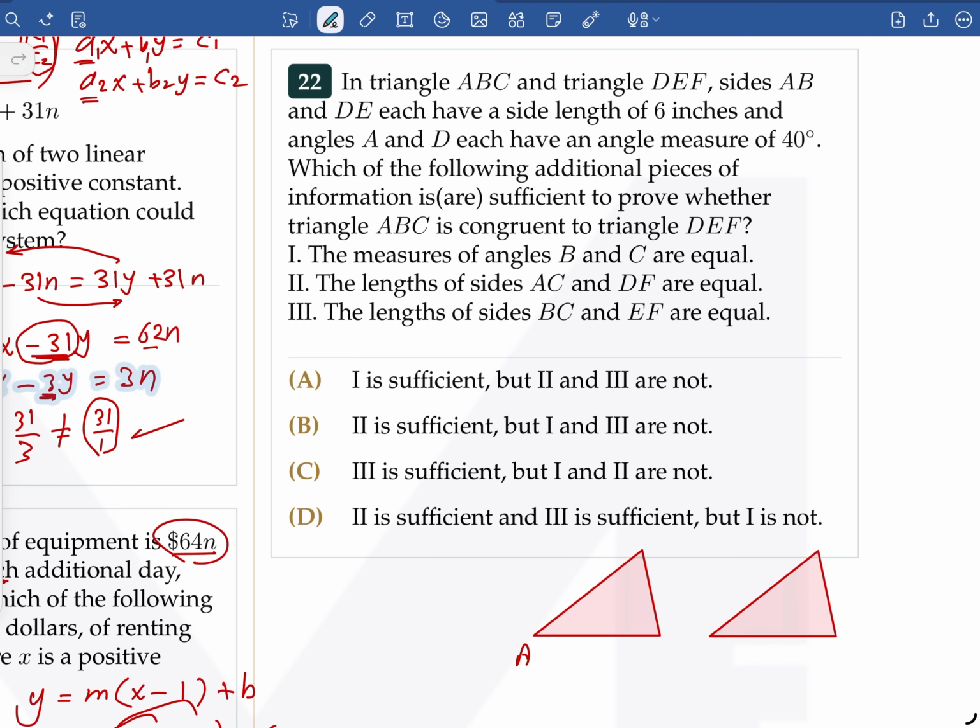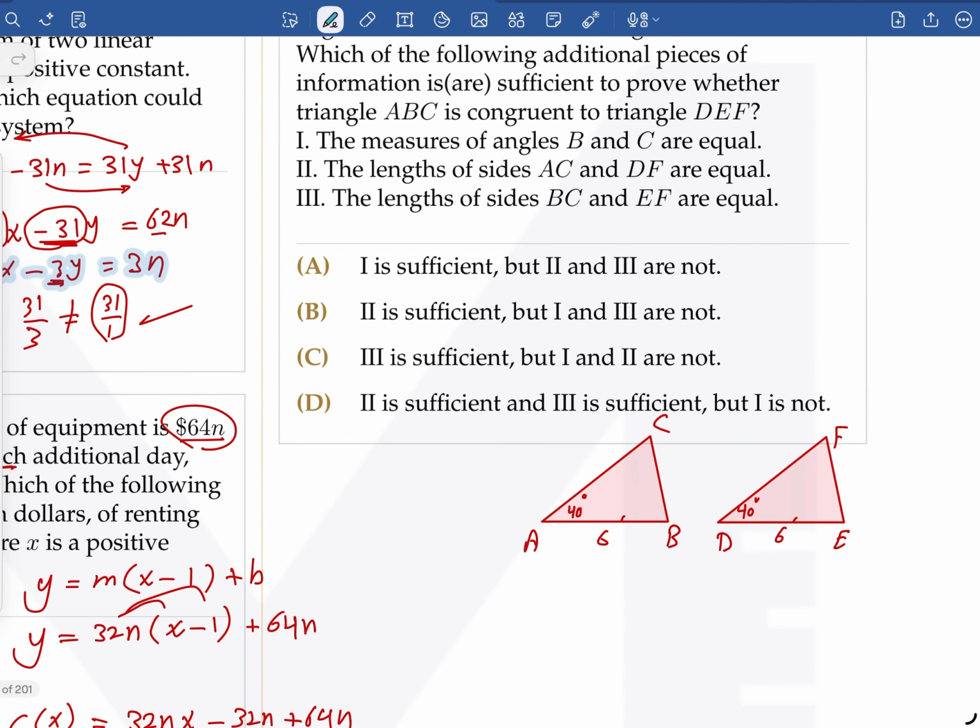ABC and DEF. And then AB and DE each have a side length of 6. AB is 6 and DE is also 6, so they are equal in length. And the angles A and D each have an angle measure of 40. A is 40 degrees and D is also 40 degrees. Which of the following additional pieces of information is or are sufficient to prove that the triangles are congruent?